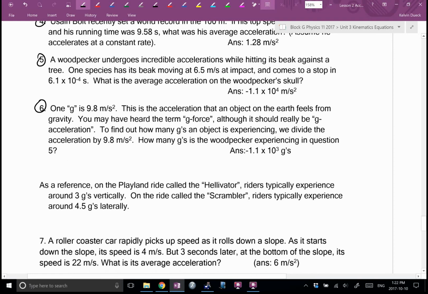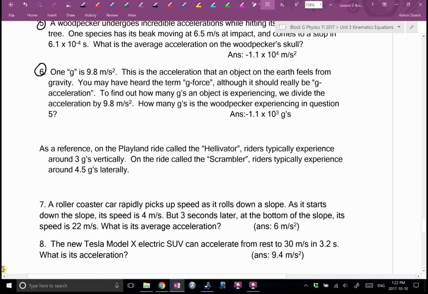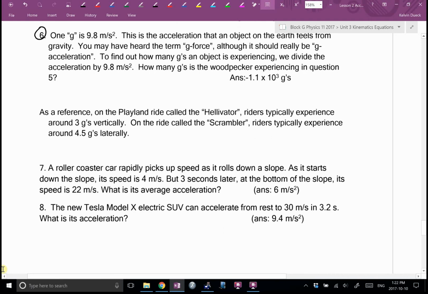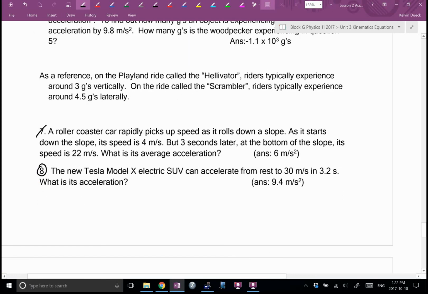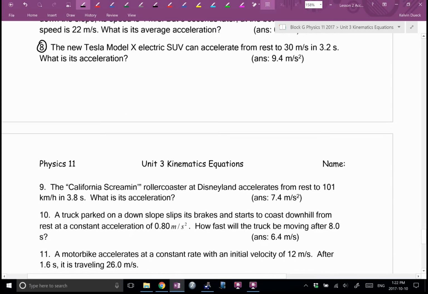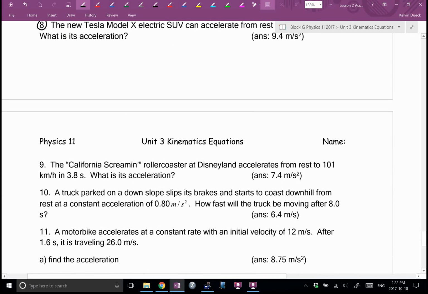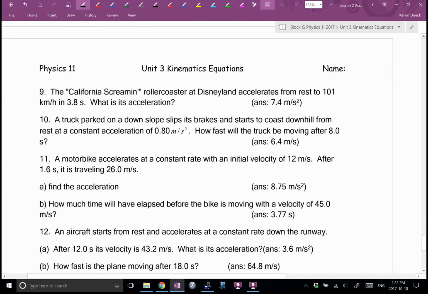So 6 is introducing you to the notion of G's. We'll do a whole lesson on it. But 1 G is about 9.8 meters per second squared. Skip 7. 8 is good. Those numbers are accurate, by the way. I took a Tesla for a test drive a couple of summers ago. Very nice. Anybody been on California Screaming at Disneyland? Okay, there you go. These are accurate. I Googled the numbers.